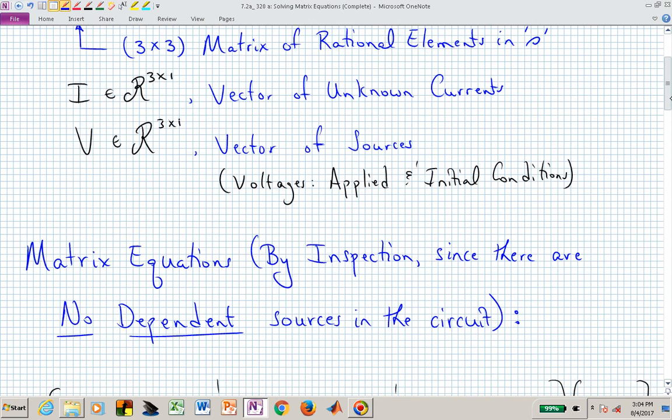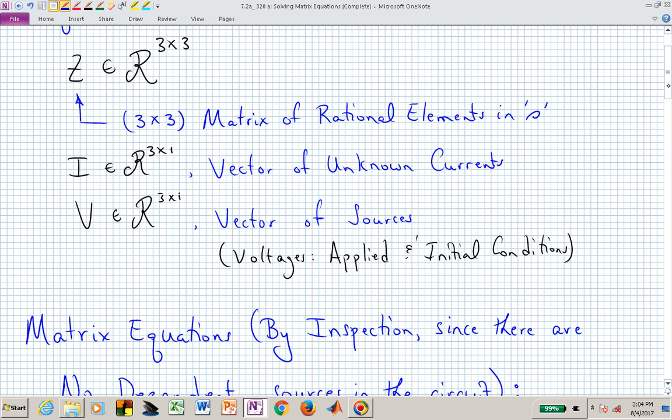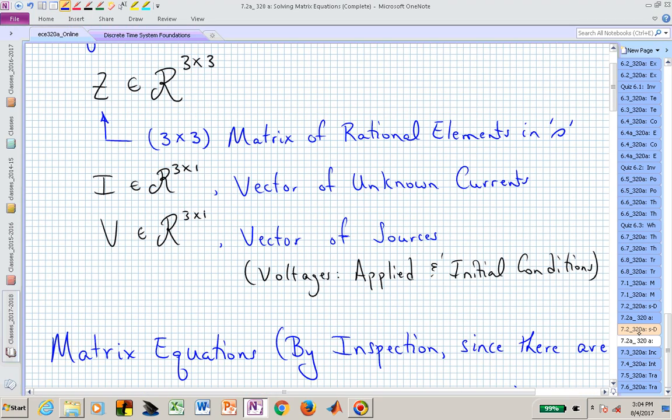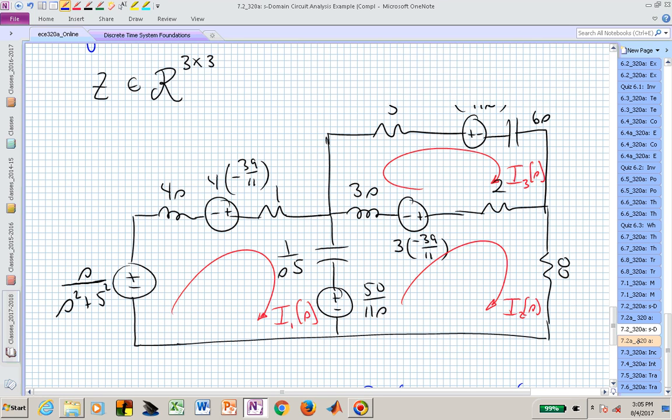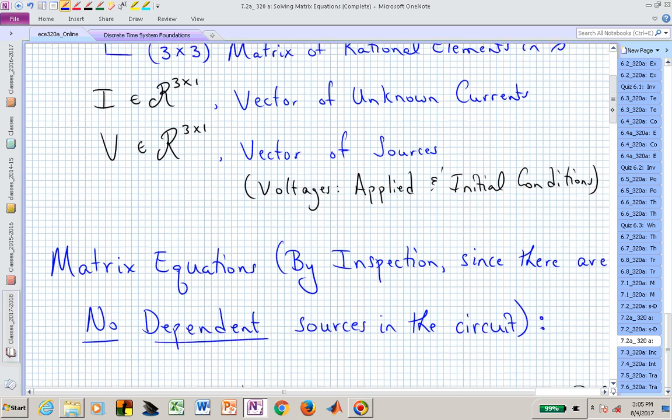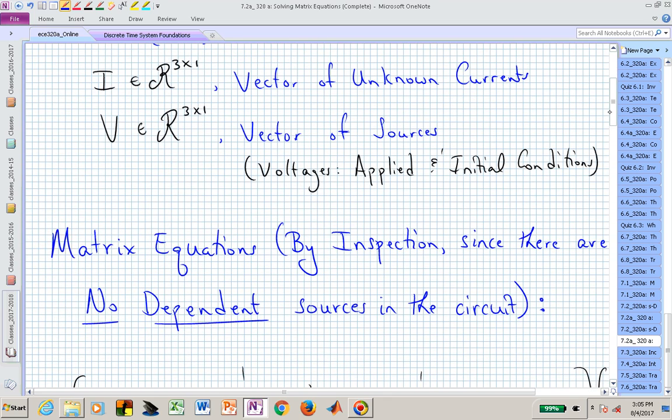If we write these equations by inspection, which I hope we're starting to get comfortable with, we can do that in this case very easily because we do not have any dependent sources in the circuit. So now maybe I should collapse this and I'll be toggling back and forth. Here is now our circuit. And what we want to do now is write that in a matrix form. Z times I is equal to V.